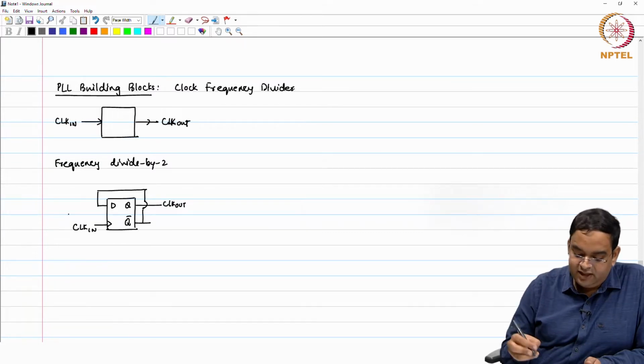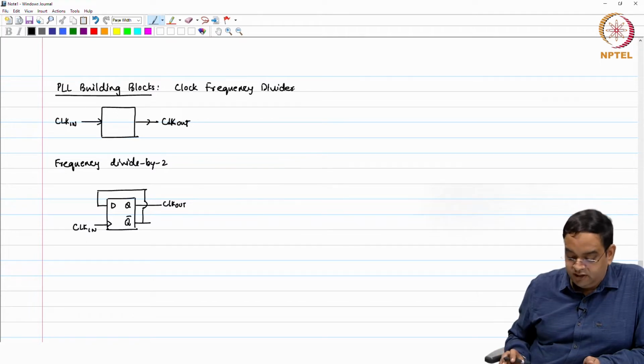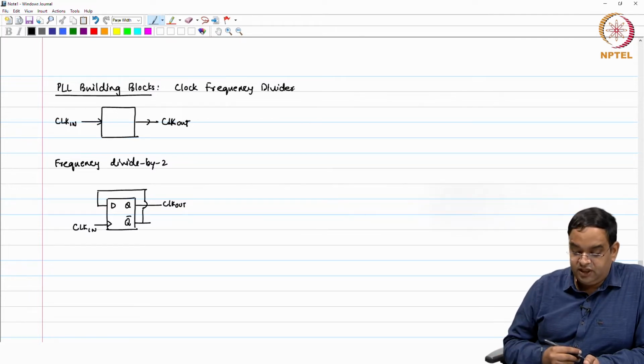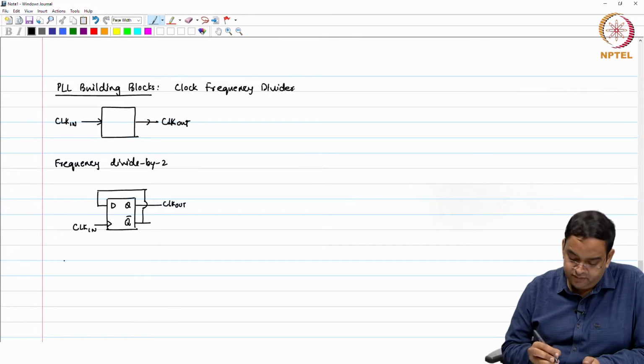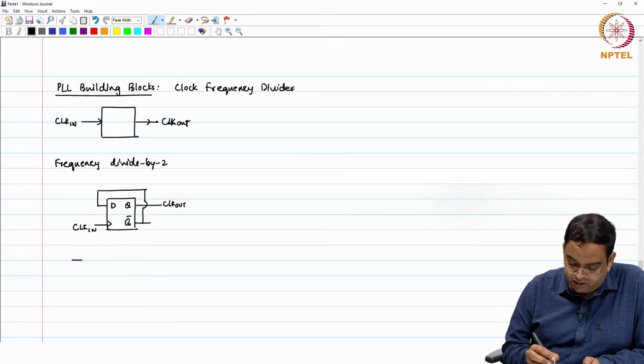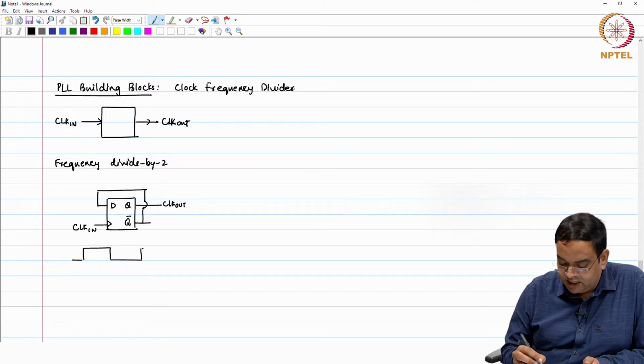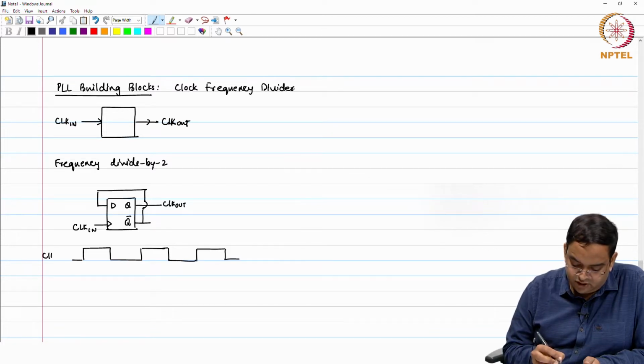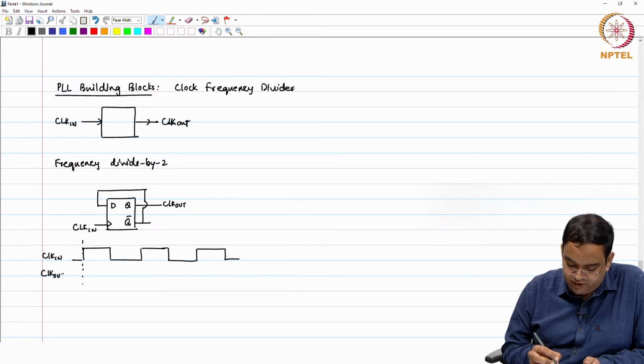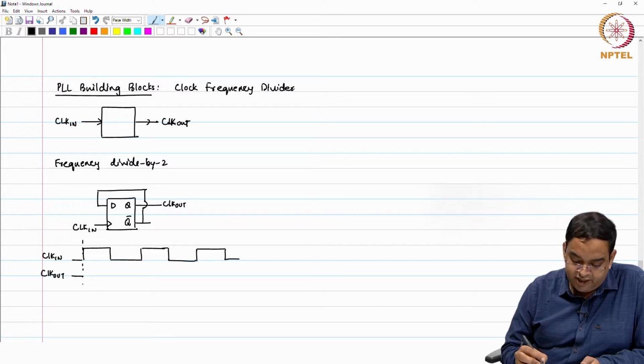The D flip flop is surely connected to VDD and ground. Any circuit which we are using here has VDD and ground connection. So, if you look at it, when I give my clock in like this, you can start with the initial value Q as 0 and Q bar as 1. I am assuming that the initial value of Q or clock out is 0. That means Q bar is 1.